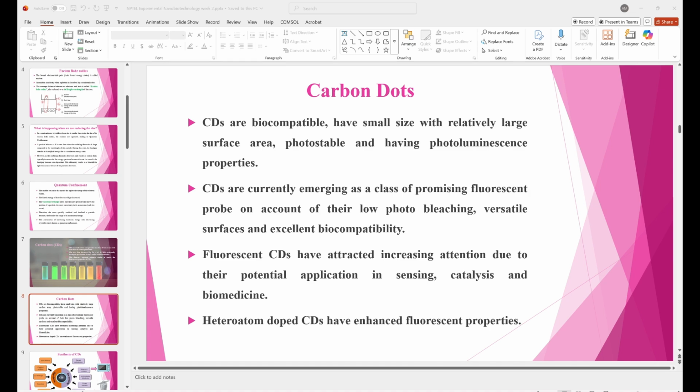So FRET is basically fluorescence resonance energy transfer. It is basically a resonance between two molecules: you have a fluorophore and a quencher, and they're very close to each other. FRET only occurs when the distance between your fluorophore and your quencher is less than 10 nanometers. If the distance between the two is more than 10 nanometers, then FRET will not occur. So FRET occurs at a distance of 10 nanometers or less.